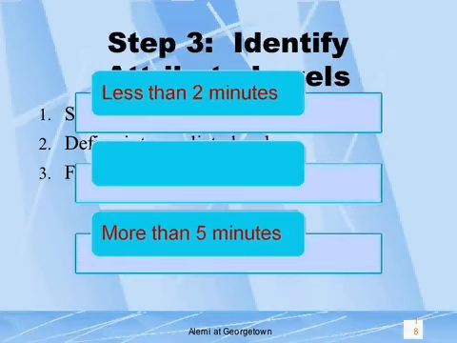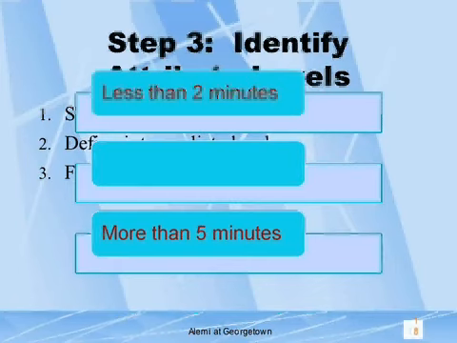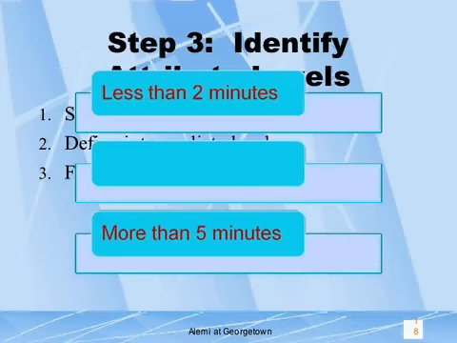Thus, a good level for the easy-to-use attribute might be, entering the average patient encounter takes less than 2 minutes, and the worst might be, entering the average patient encounter takes more than 5 minutes.